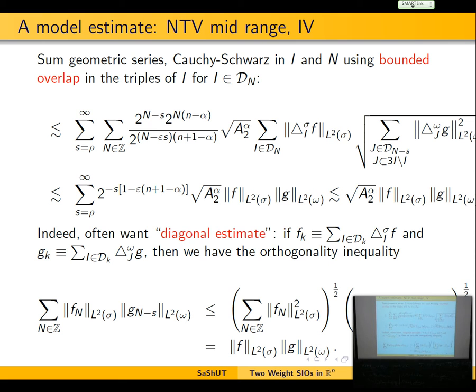Pardon me? Even in the other case? Yeah. Because you lose orthogonality, you lose many of the tools.